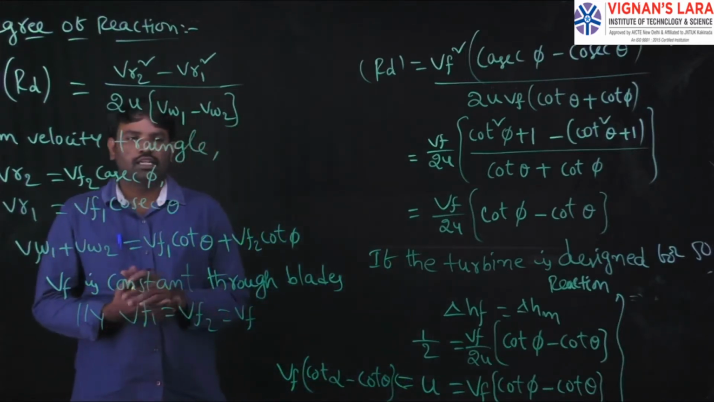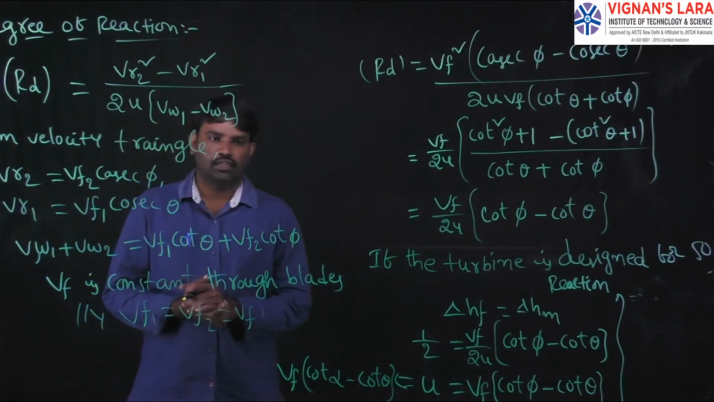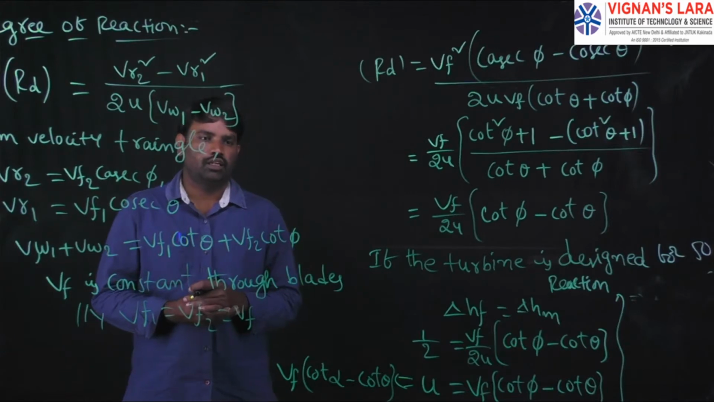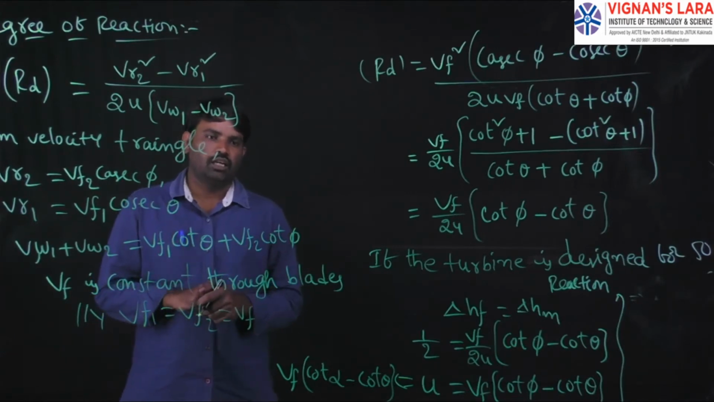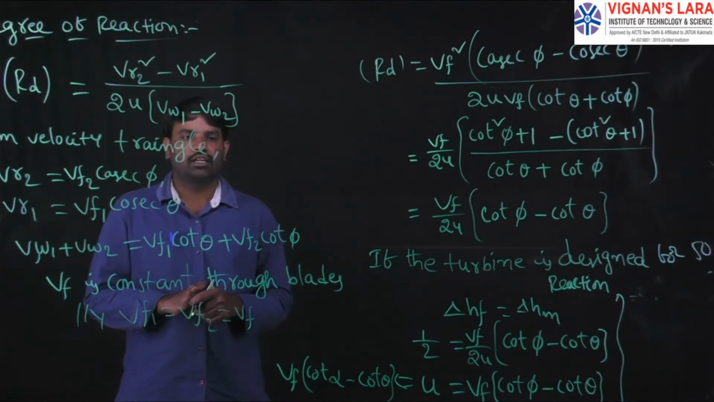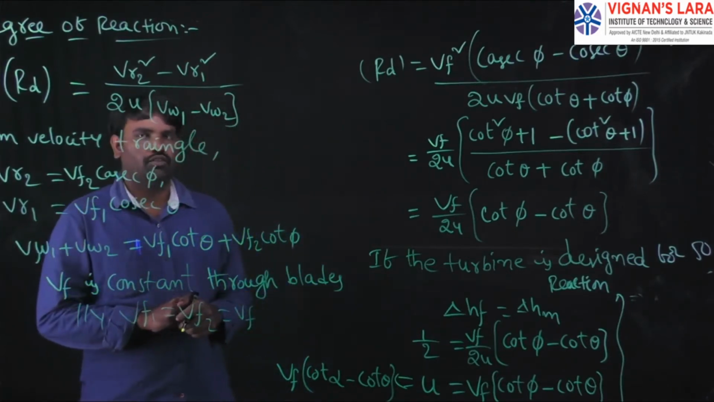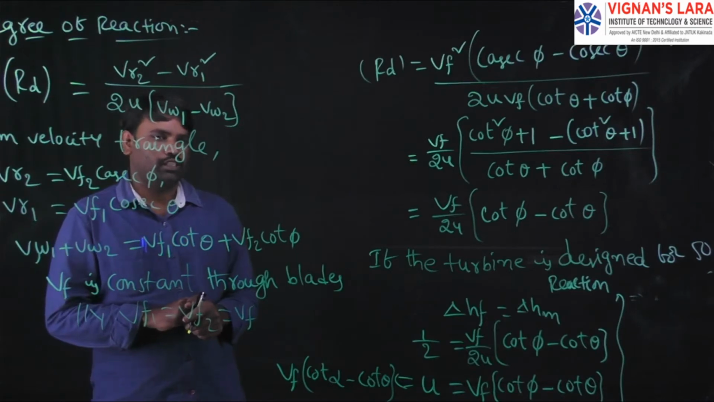We already discussed the degree of reaction definition. That is, it is the ratio of heat drop in moving blades to the heat drop in a stage. Heat drop in moving blades increases the relative velocity. Relative velocity at inlet is Vr1 and relative velocity at exit is Vr2. So the change in relative velocity is (Vr2 square minus Vr1 square) by 2.